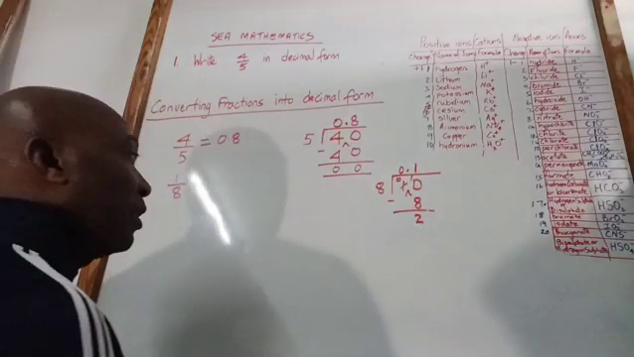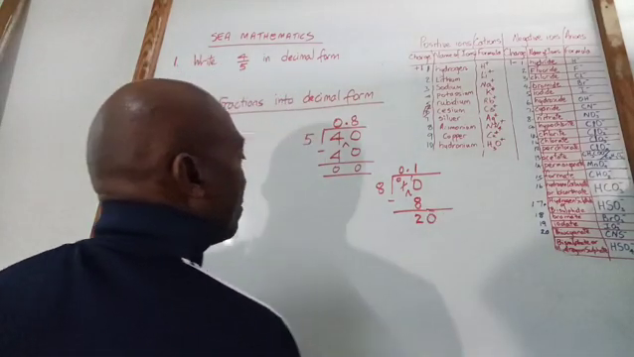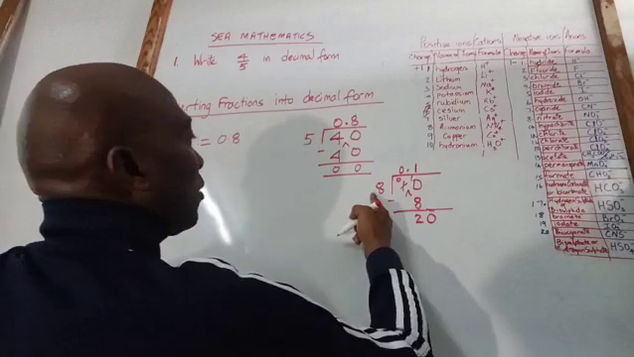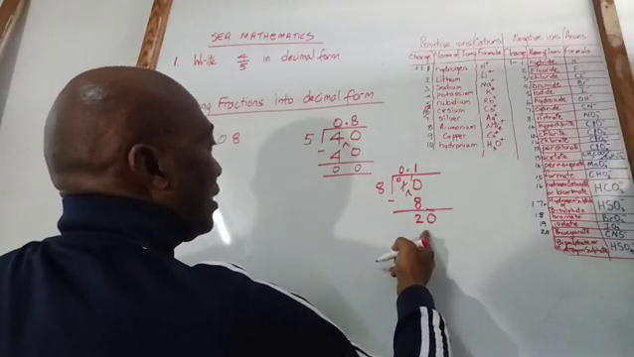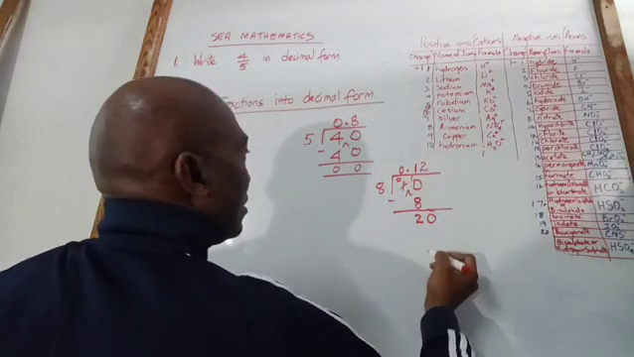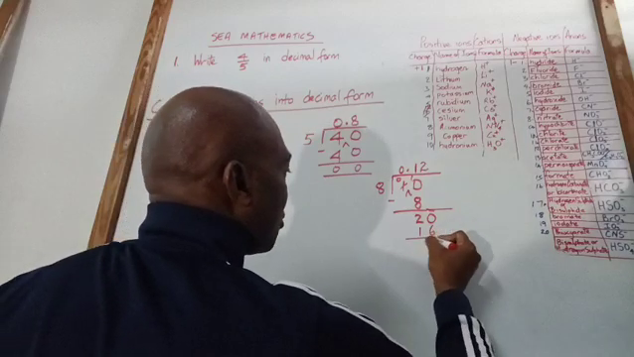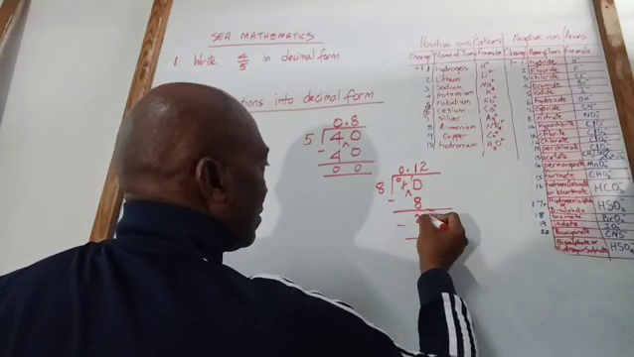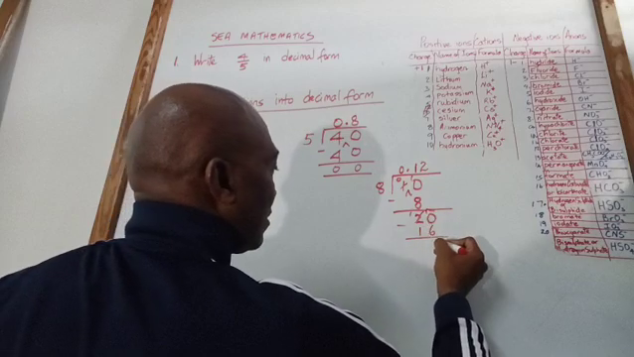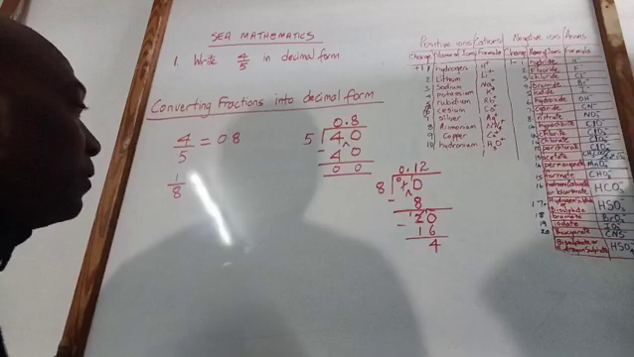So once we get a remainder, we keep adding zeros. So we add a 0 again onto here, and we say 8 into 20. 8 could go into 20 twice. So we go 2 times 8. This is 16, and we subtract again. Get a remainder again. So once we get a remainder, we keep going.